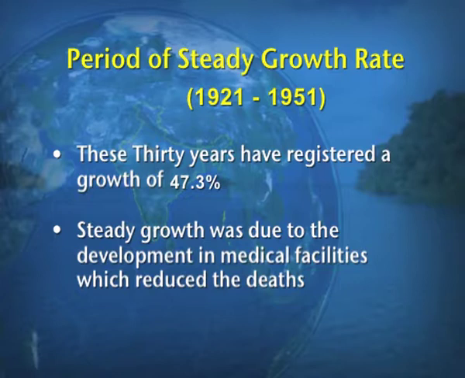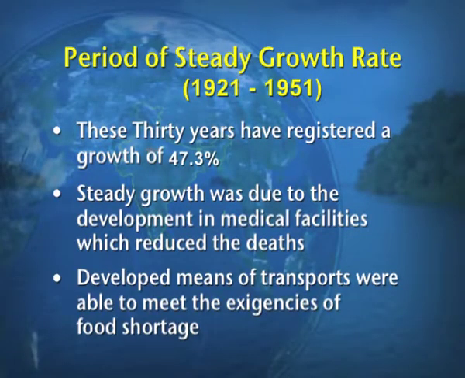Medical facilities reduced the death rates, and the death rates which used to happen because of certain drought conditions also declined. Another factor responsible for the steady growth is the developed means of transportation, which were able to meet the food shortage in certain areas of the country.